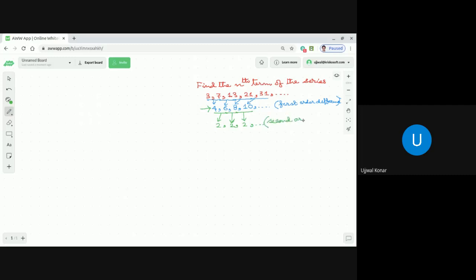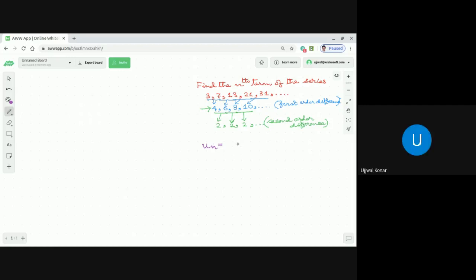Second order difference. If you find that the second order difference is constant, what are we getting? 2, 2, 2, 2, 2. Correct, no? What we are going to assume, dear students? We are going to assume that U stands for undefined. In this case, I define UN, the nth term. That's what we need to find, the nth term, UN.